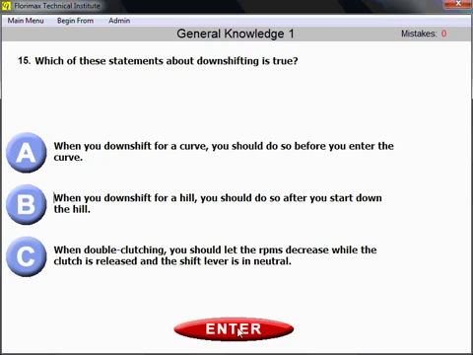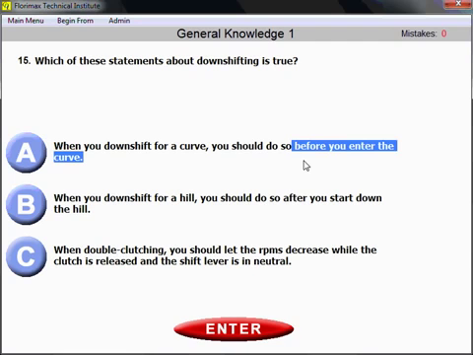Question number 15. Which of these statements about downshifting is true? How you need to downshift to put the lower gear. And please remember, when you downshift for a curve or for a hill, you should do so before you enter the curve. That's actually the general rule.